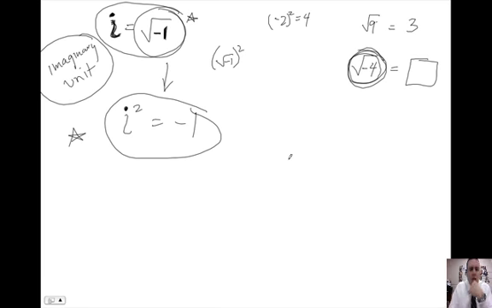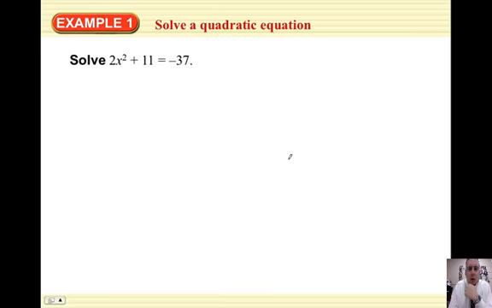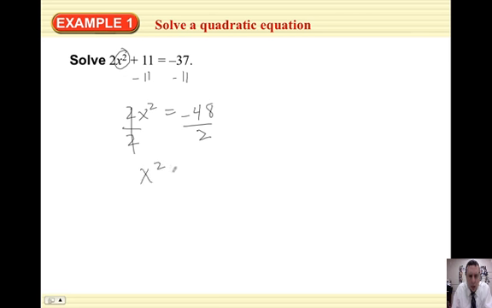Alright, so we're going to use the imaginary unit when we solve equations right now. So here we go. First equation to solve. Just like normal, we see an x squared. We don't see any bx, so we're just going to get x by itself. So minus 11, minus 11. 2x squared equals, what is this, negative 48. Divide by 2, just like normal. Everything's normal, except for the end. This is x squared equals, what's this, negative 24, right?